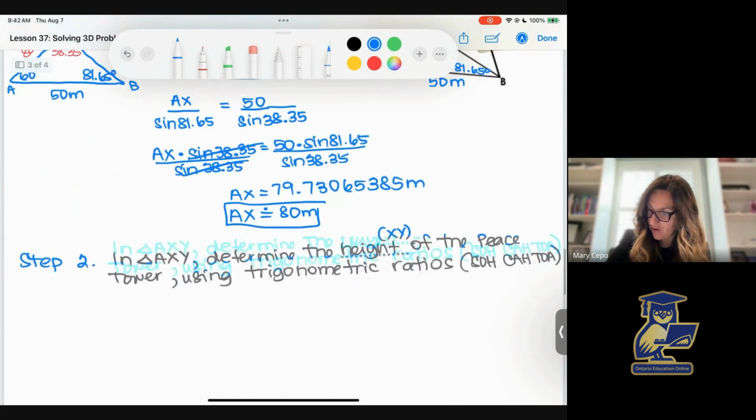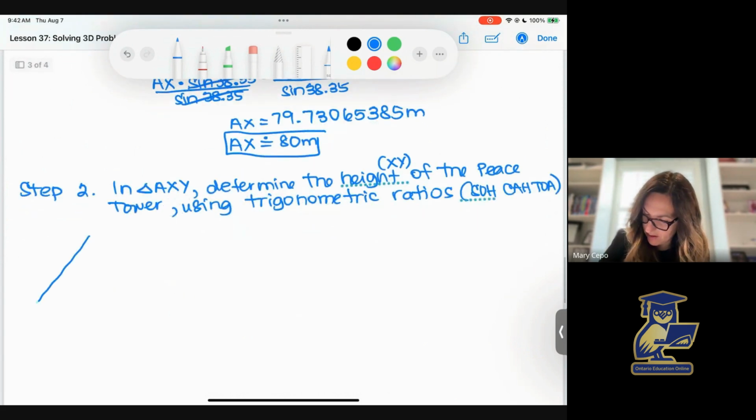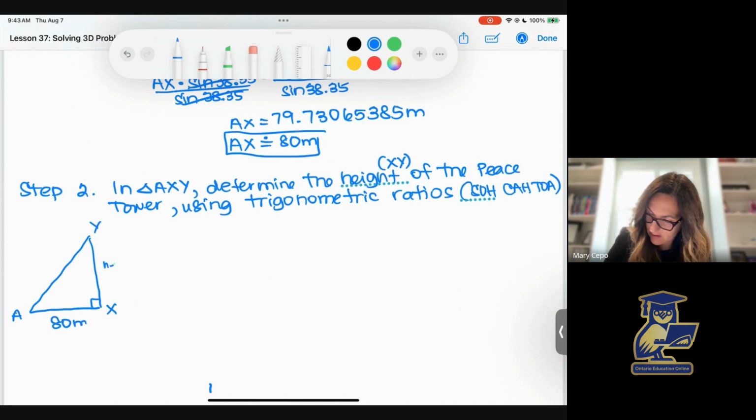Okay, so let's redraw that for ourselves now with the information we have. Okay, so that is AXY. We know that this was 80 meters. We need XY, so that's our unknown, that's the height. We also know this angle is 42.6 degrees. Okay, so before we can decide which trig ratio to use, we need to label all our sides.